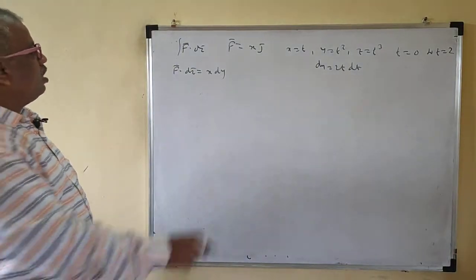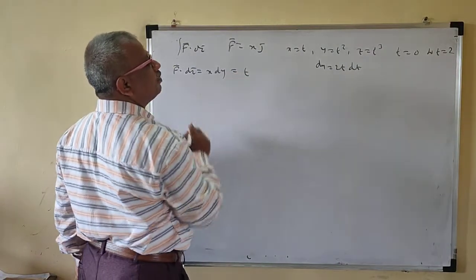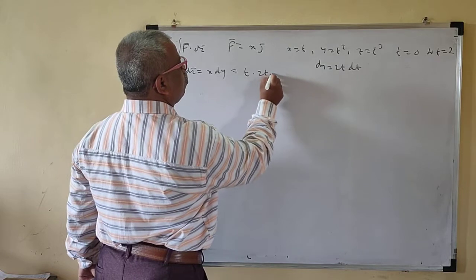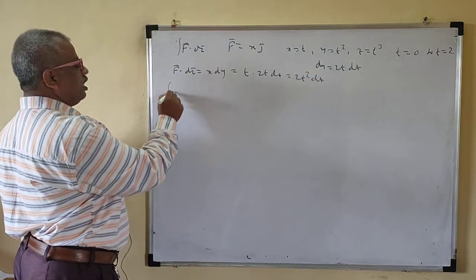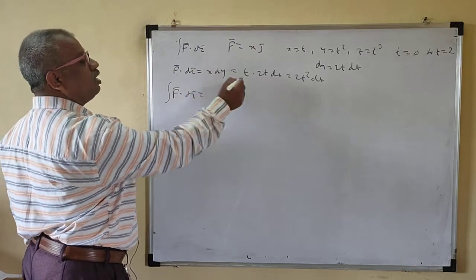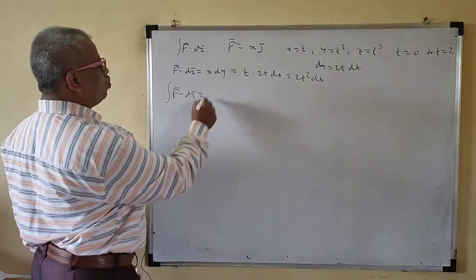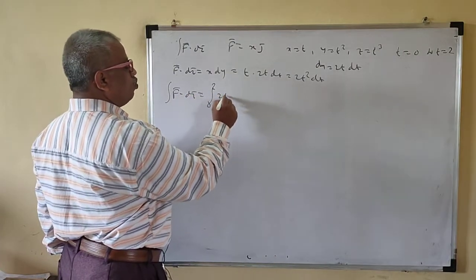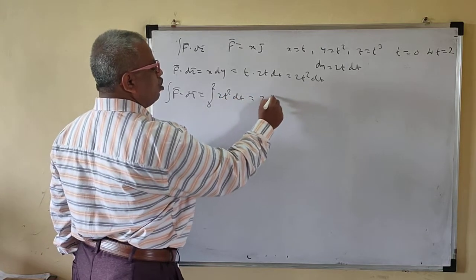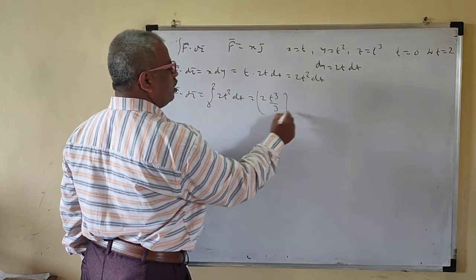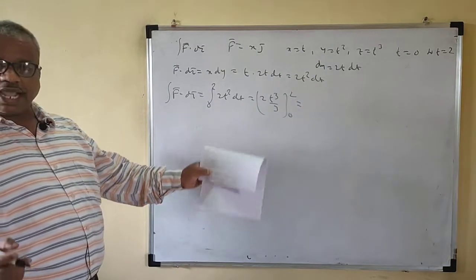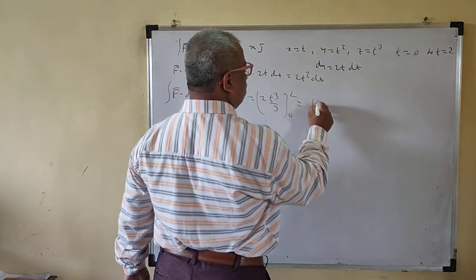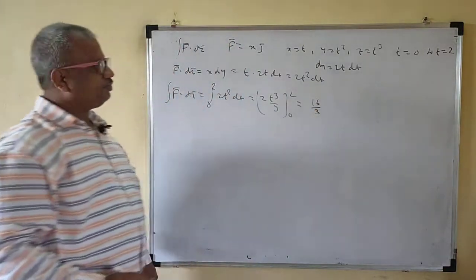Your dy is 2t dt. So x is t, and dy is 2t dt, so this is 2t square dt. So the integral of F bar dot dr bar, what is the limit of t? It is 0 to 2. So the integral from 0 to 2 of 2t square dt is 2t cube by 3, from 0 to 2. So 2 raised to 3 is 8, so this is 16 by 3.